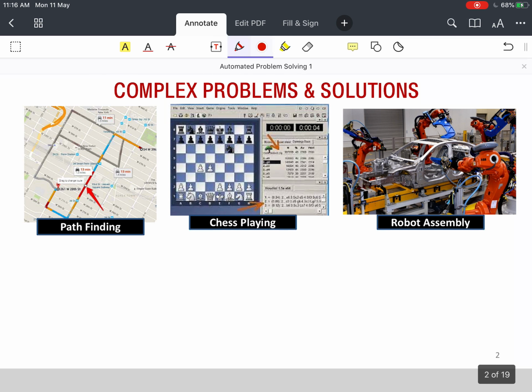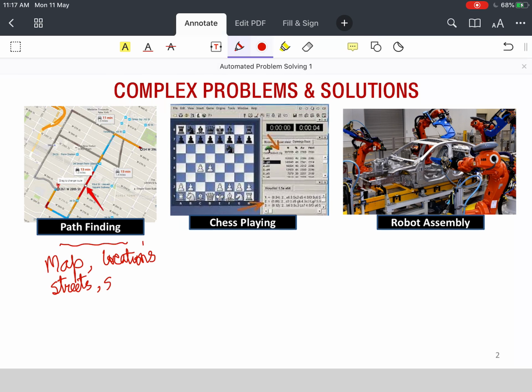Let us discuss a few very complex problems and their solutions which we find in everyday life. Let us consider the pathfinding problem. All of us who use mobile phones use some technology to find a route from one place to another. This, as you know, is a very complex problem where millions of people are trying to find routes from one place to another. So the input to this problem is a map. This map consists of locations. This map consists of streets or roads.